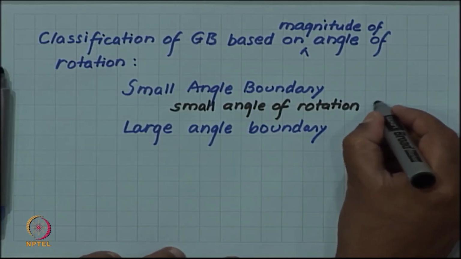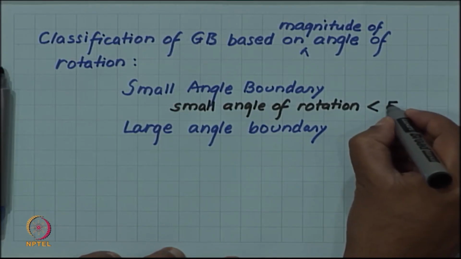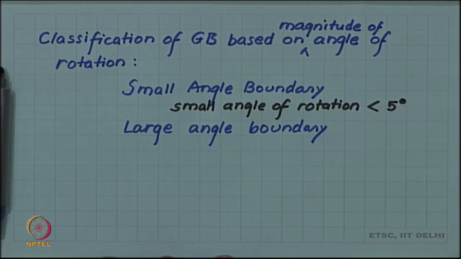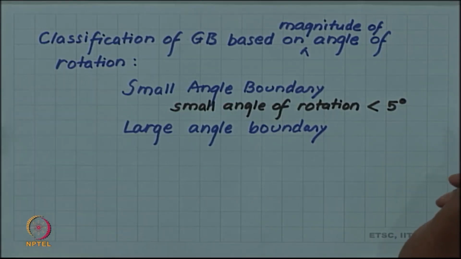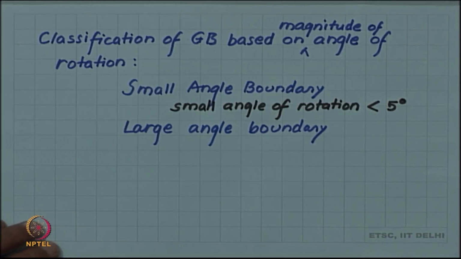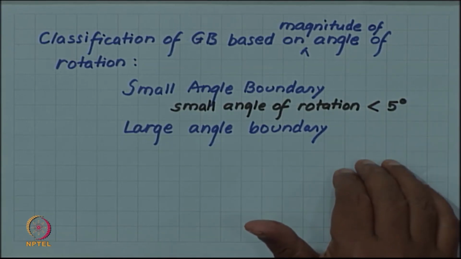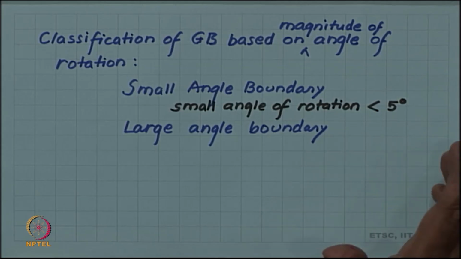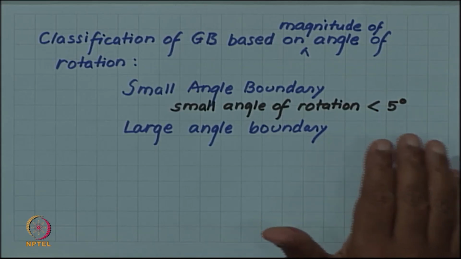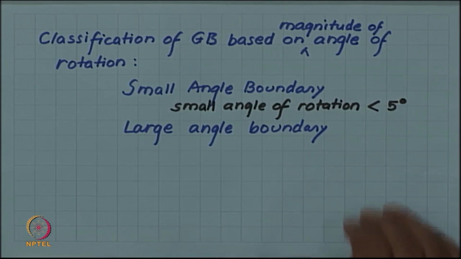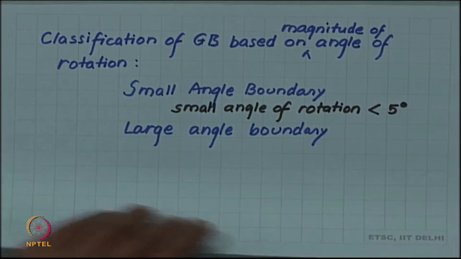Roughly speaking, one can think of any boundary with less than 5-degree rotation as a small angle boundary. So, those with angle higher than 5 degree will be called a large angle boundary. So, the structure of the grain boundary depends upon whether this angle of tilt is small or high. Generally, small angle boundaries will have lower energy compared to the large angle boundary.